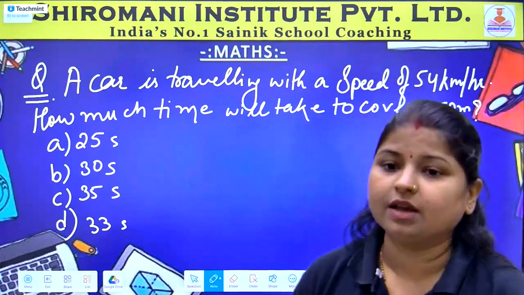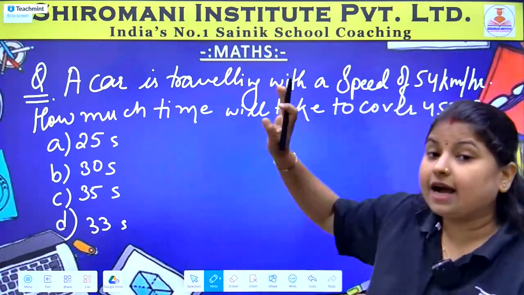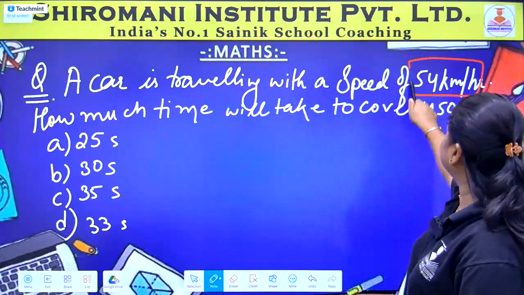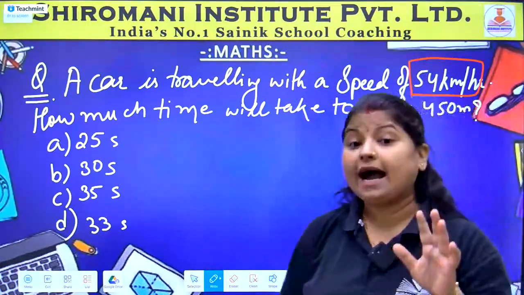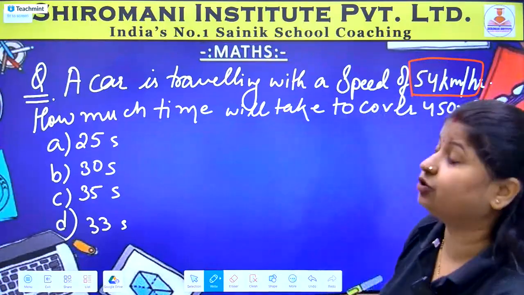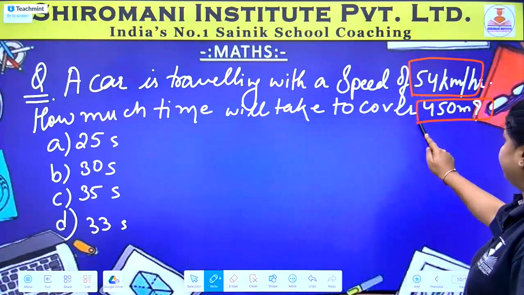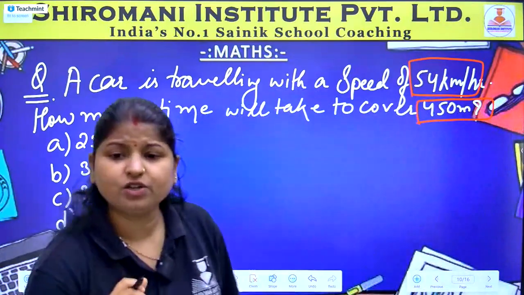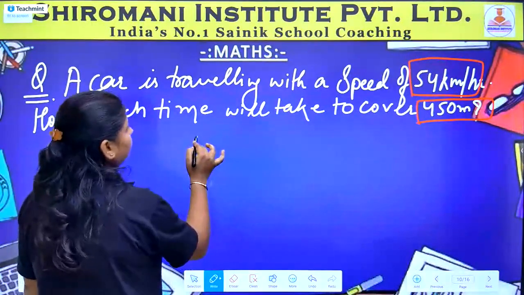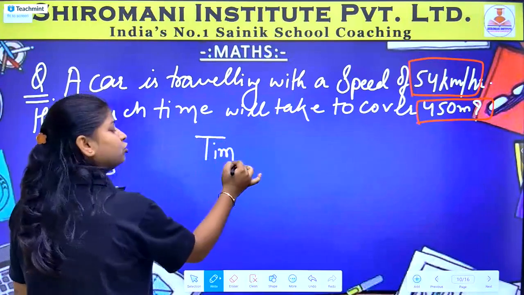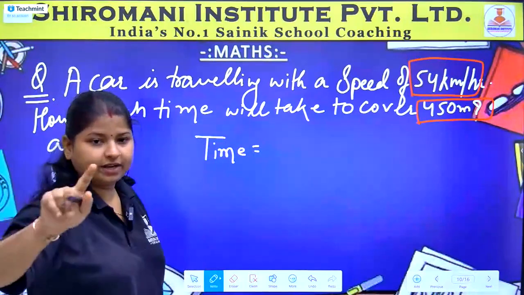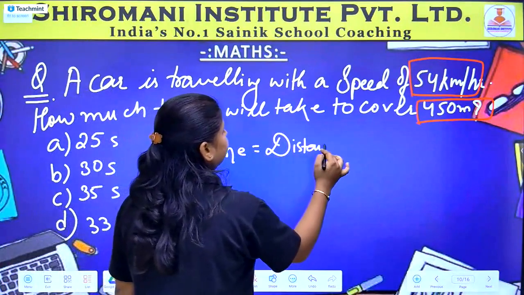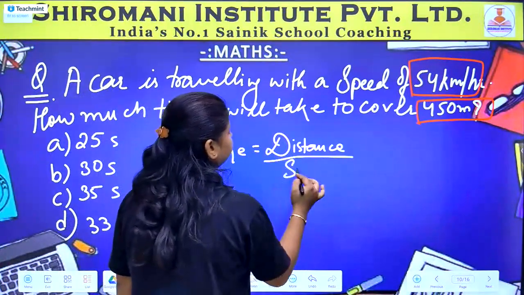See, the question says a car is traveling with a speed of 54 km per hour. How much time will it take to cover 450 meters? Now, most of the students know that I have to find time. So, you know the formula for time, right? The formula for time is known to you. That is distance by speed.